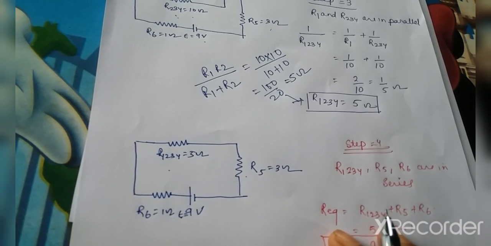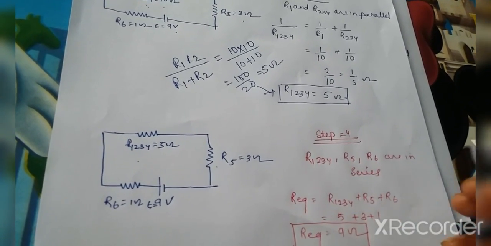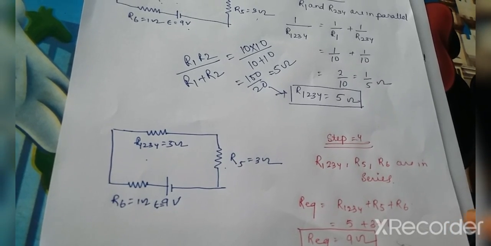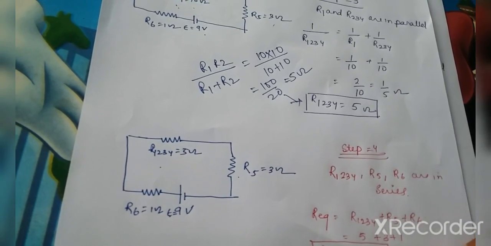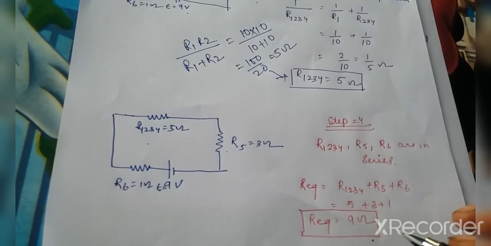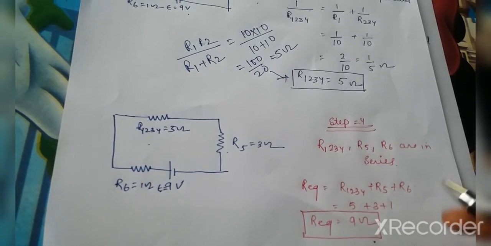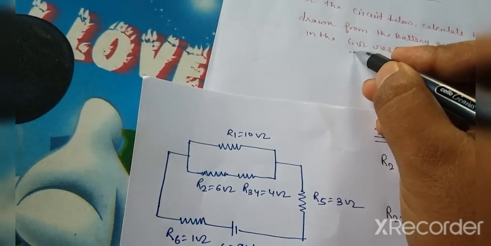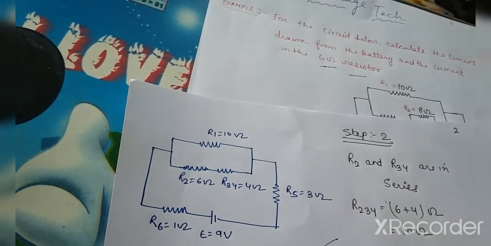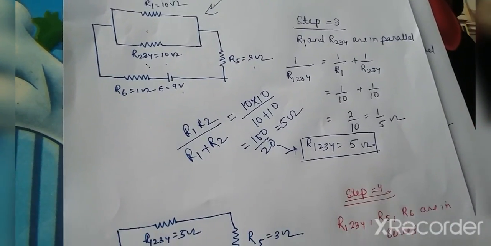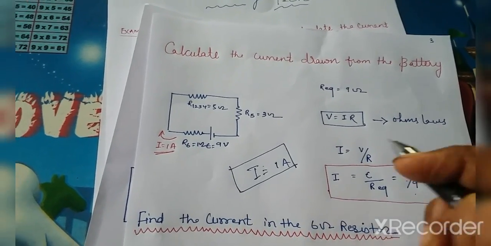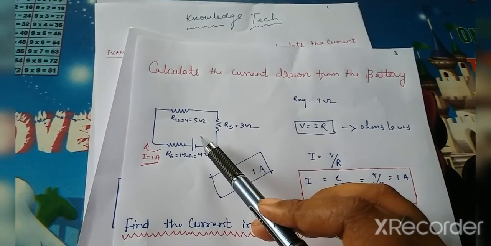so they will be in series. So the R equivalent will be 5 plus 3 plus 1, equal to 9 ohm. But our motto is not to find the R equivalent of this circuit. Our motto is to find the current through the 6 ohm resistance. So now we are going to find the current through the whole circuit, that is, the total current.